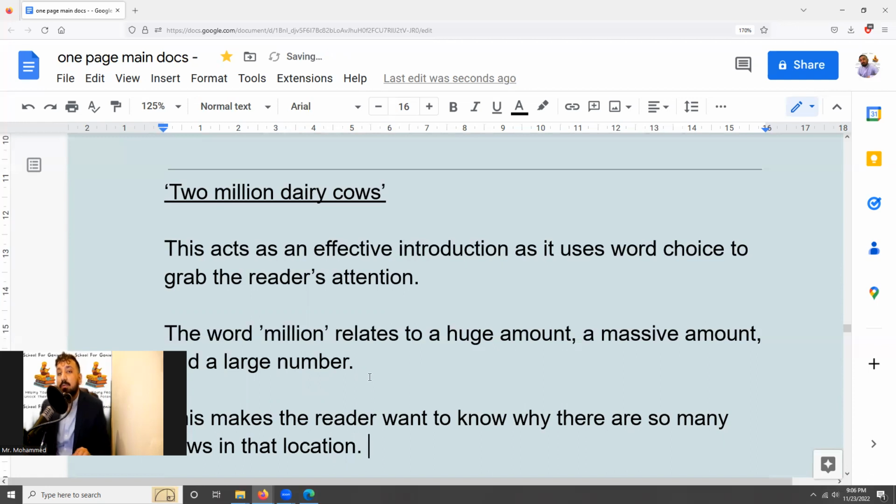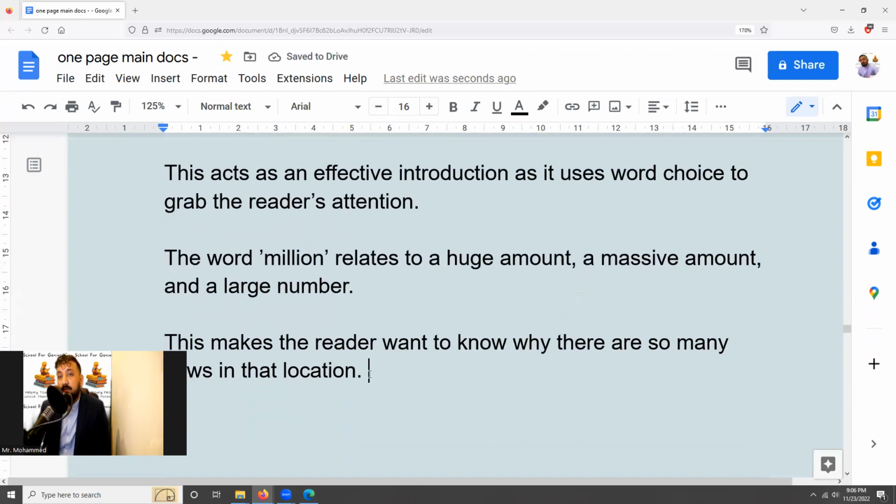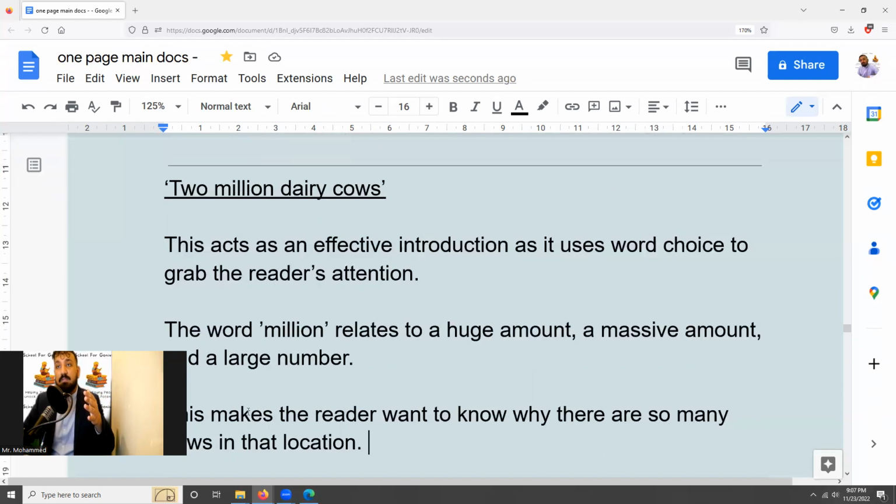Why there are so many cows in that location, which connects perfectly to the topic of the past paper, which is all about factory farming. It's all about animals, massive amounts of animals being put together, and how their lives are very bad because of that. So this is a good question, links to that, and it links to what is used in terms of "million." So again, you see the structure: quote something, use word choice, to say this acts as an effective introduction.